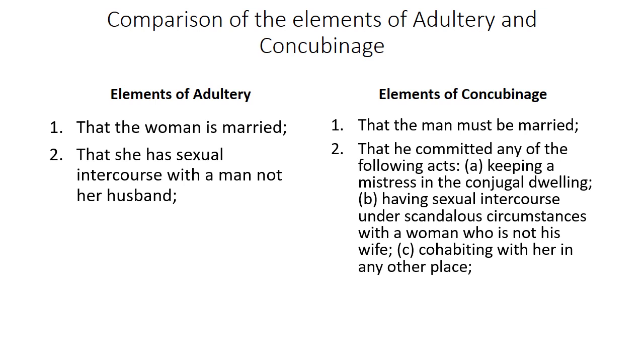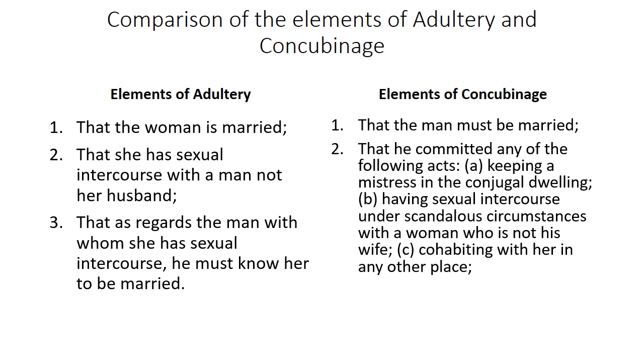So, sa second element pa lang, makikita mo agad yung difference ng adultery at saka ng concubinage. In adultery, there is only one act which would be enough to constitute the crime of adultery, and that is that the married woman has sexual intercourse with a man who is not her husband. Whereas in the crime of concubinage, there are three acts by which a married man can commit the crime of concubinage.